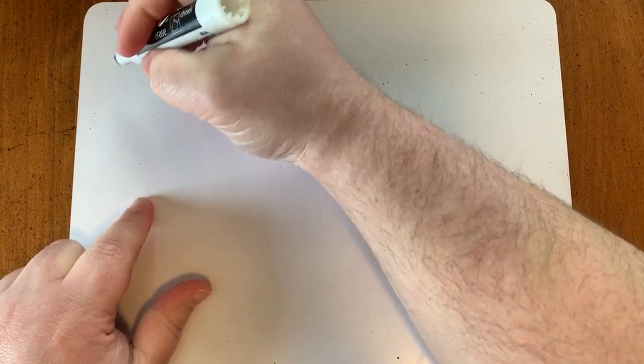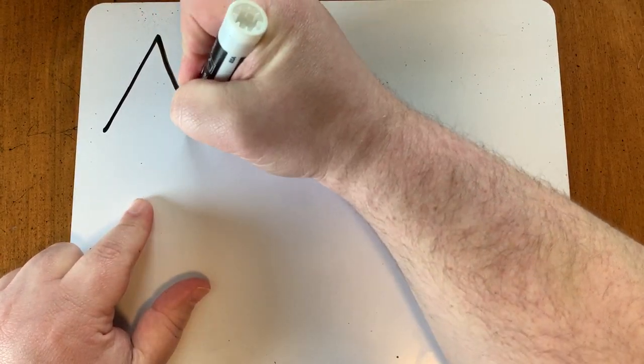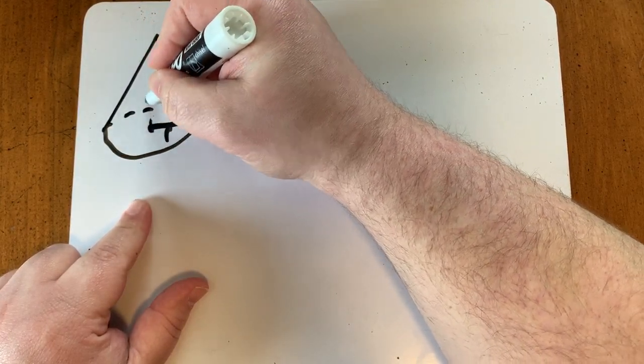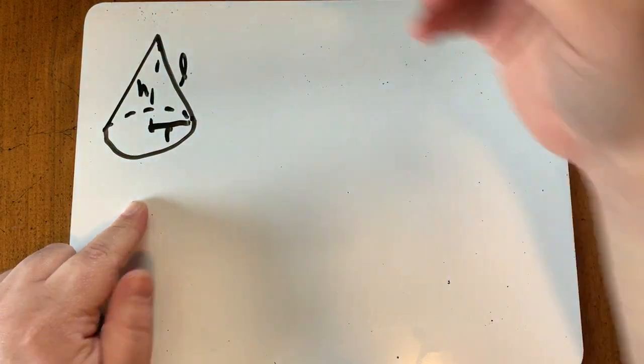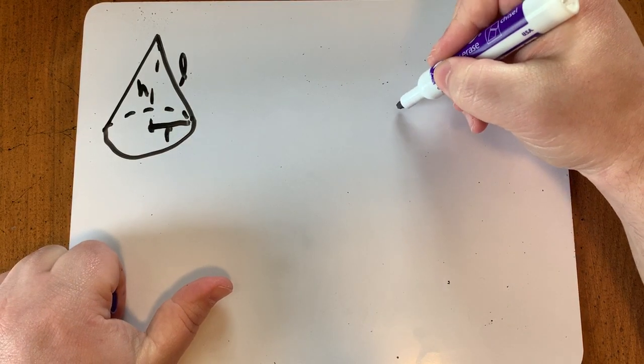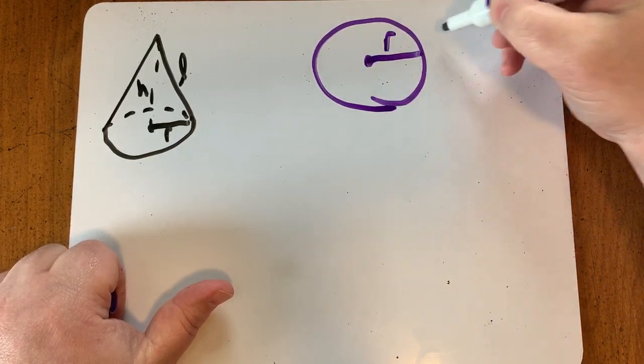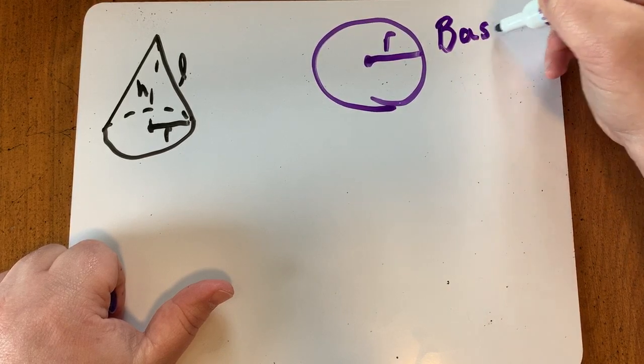So let's break down the two surfaces that make up the cone in order to make our net and then find the surface area. So I'm just going to do a really rough sketch of our cone. Got our radius, got our height, got our slant height. So there's two surfaces. The first and easiest surface is the circular base. So that's our base.